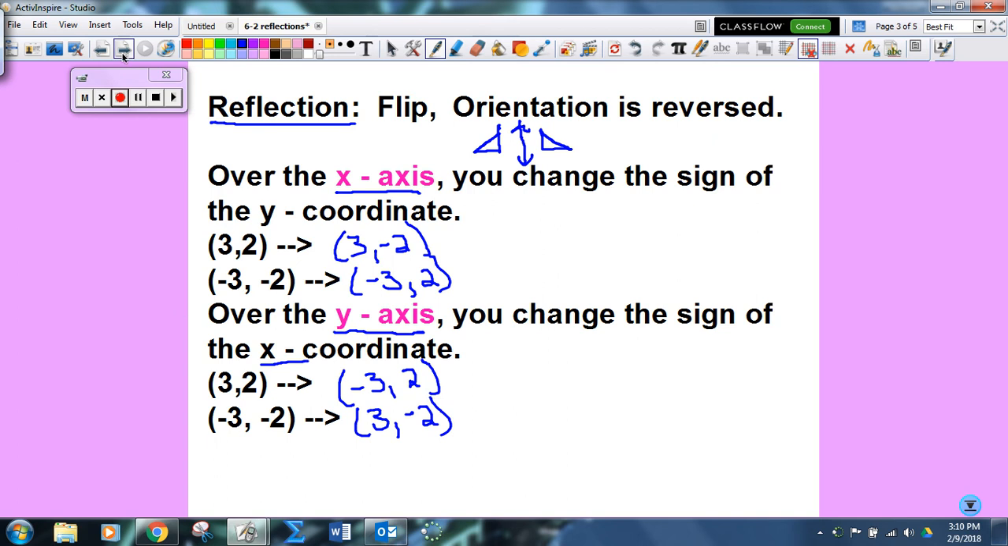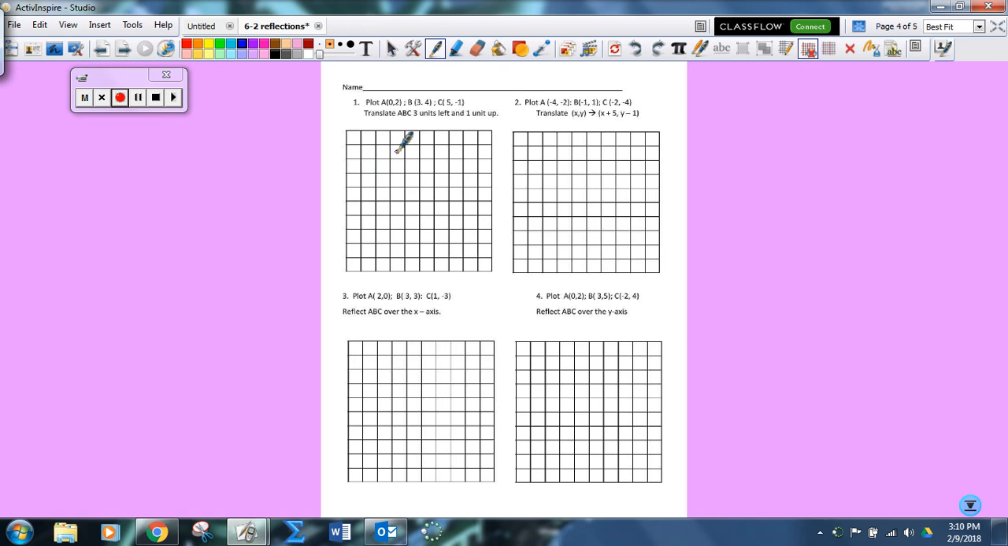Now you were given a worksheet by the sub. If not, ask them for it. And you are going to do these. 1 and 2 are practicing our translations from yesterday. 3 and 4 are new reflecting. I am going to do number 3 right now. We will go over these answers tomorrow along with your homework that you're going to do tonight.